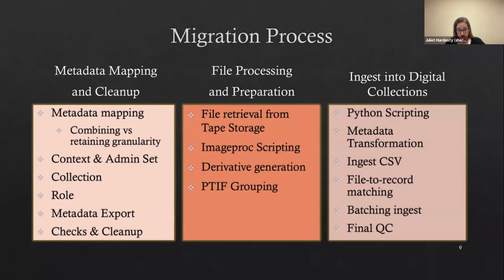The files were then processed in small batches, and the resulting pyramidal TIFF derivative files were grouped into folders to enable easy file selection during ingest. And the final step was to ingest all of this into digital collections, but it was actually not that easy since we had to begin with taking the clean metadata and, using a Python script, transform that into the fields that digital collections is expecting.